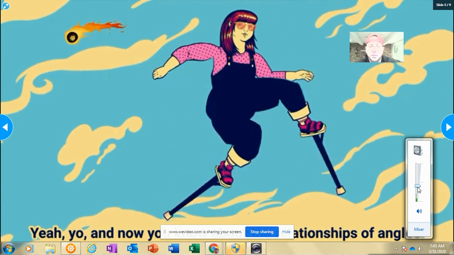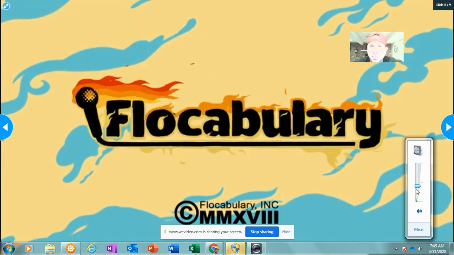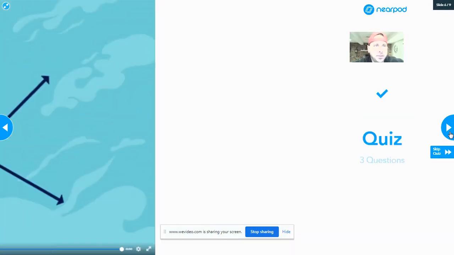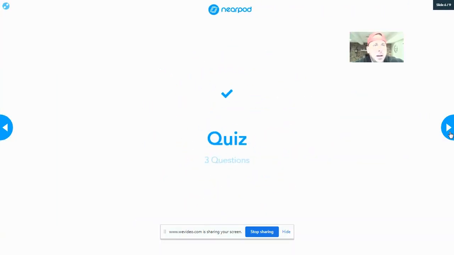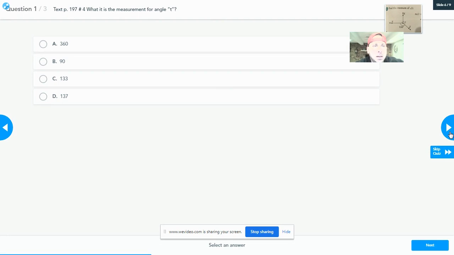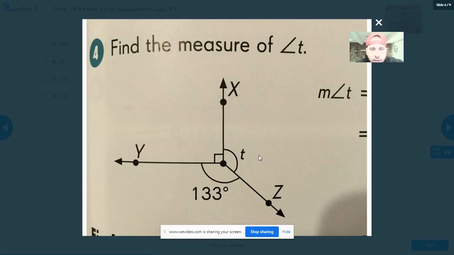All right, hopefully that was fun. Another 3-question quiz here to follow up on what we've talked about here today. So this is right out of your textbook, number 4. If you have that handy, what is the measurement for angle T? So if you look here, you've got 133, you've got 90, and then you've got this missing angle here.